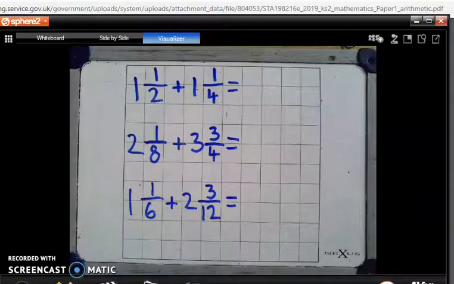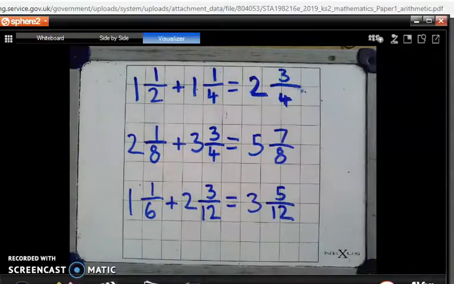Now it's your turn to have a go at these calculations. We have 1 1/2 plus 1 1/4. 2 1/8 plus 3 3/4. 1 1/6 plus 2 3/12. Pause the video now, try and solve them, and then unpause to check your answers. Good luck! Here are the answers to the calculations.